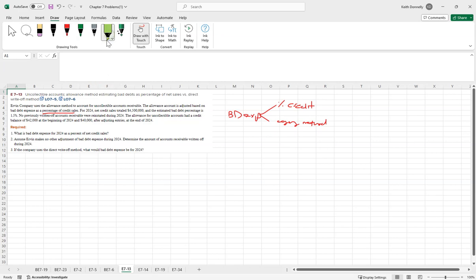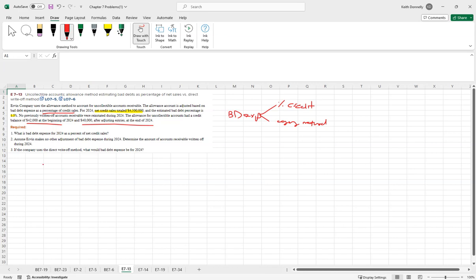They're telling us here, for the year, our net credit sales were 4.5 million. We expect we're not going to collect on 1.5% of them. There were no previous write-offs, and the allowance for doubtful accounts had a credit balance of 42,000 at the beginning of 2024. So they're giving us the beginning balance and an ending balance here. All right, this is a lot of information.